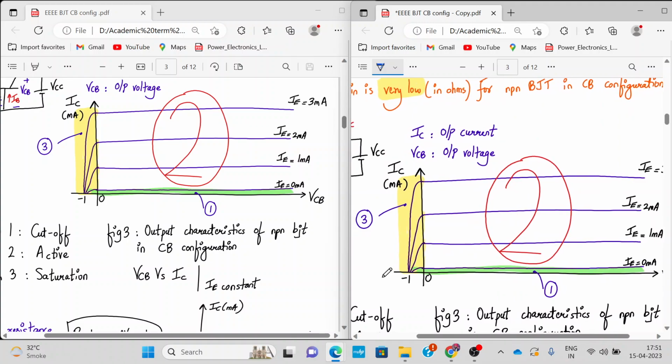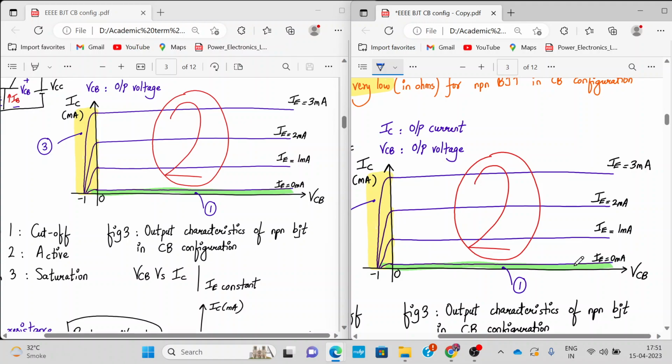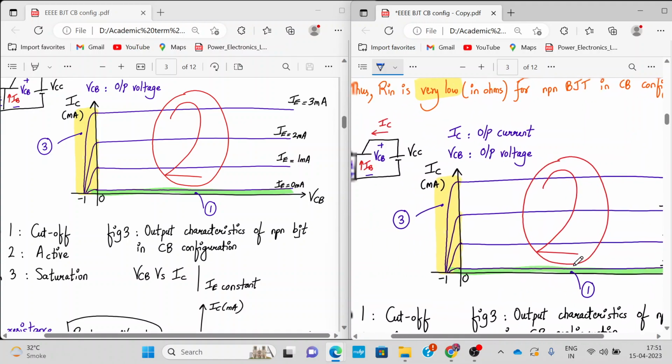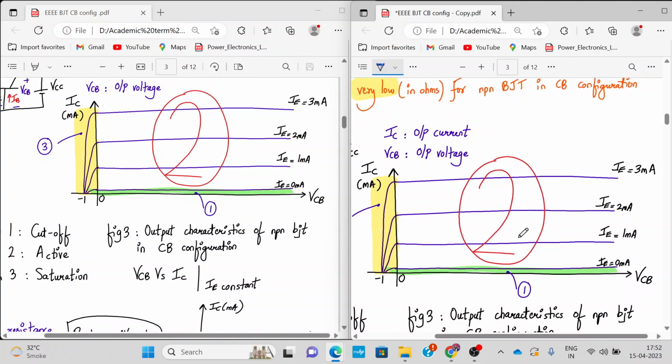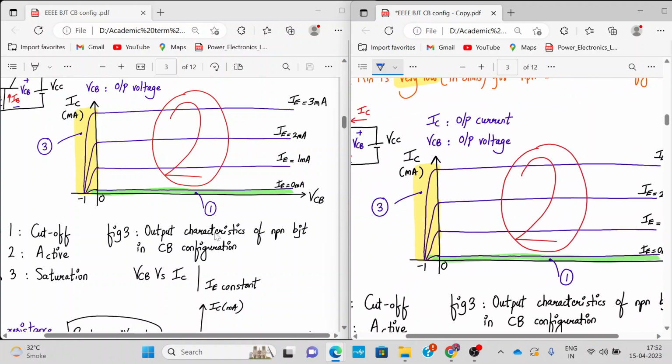So there are three operating regions over here. The green color one where IE is equal to 0 corresponds to the cutoff region. The yellow color one corresponds to the saturation region, and the whole blue color line which we see over here, which we mark 2, is the active region. So now we have to analyze the behavior of this BJT in the common base mode in these three operating regions. So let us start our discussion over here now.